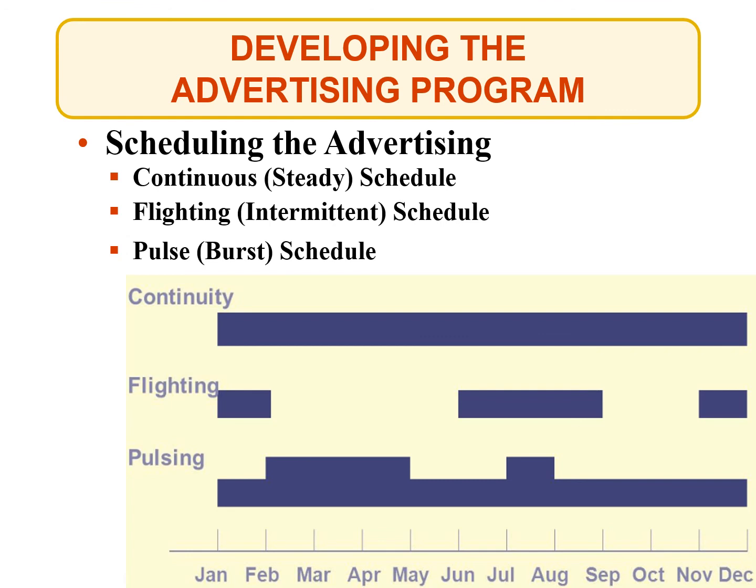Now, the most common one that is used by organizations is pulsing schedule, where you have a continuous schedule of advertisement going from January to December, but then you increase or you show a different set of advertisements from, let's say, February to May, and then again from July to August, based on the demand of the consumers, or the seasonal demand, or any other reason that there might be. So that's pulsing, kind of a combination of continuity and flighting schedule.